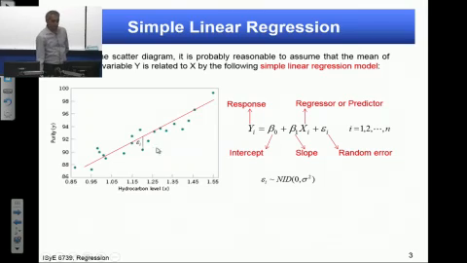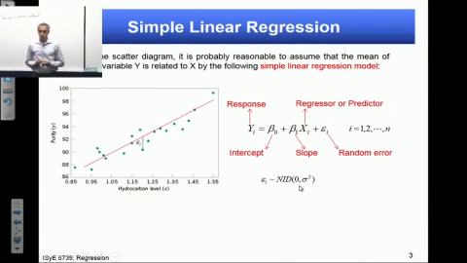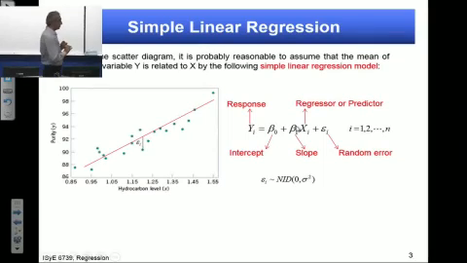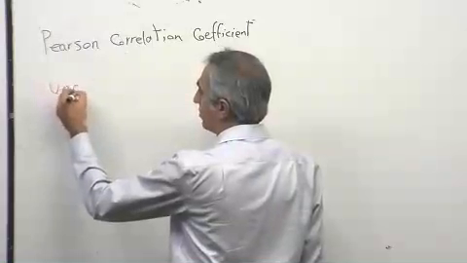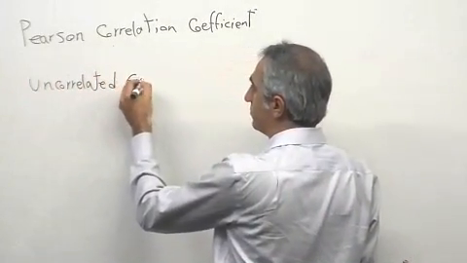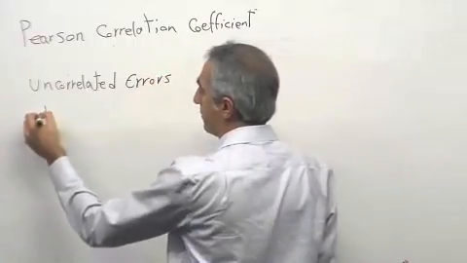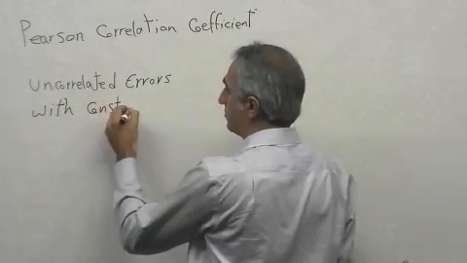So we assume that epsilon i is normally and independently distributed. This is a strong assumption. For finding beta 0 and beta 1, the only thing that we need is uncorrelated error with constant variance.